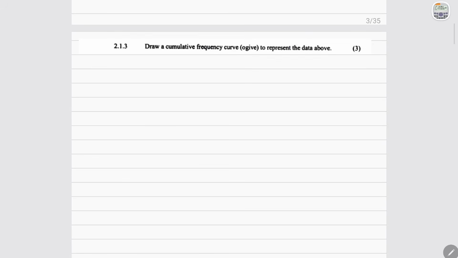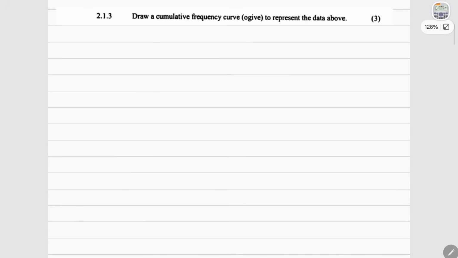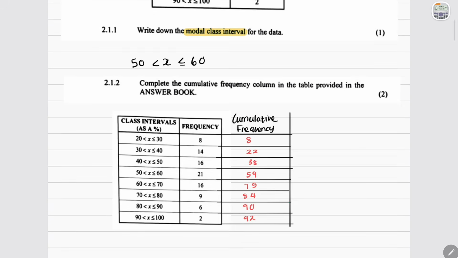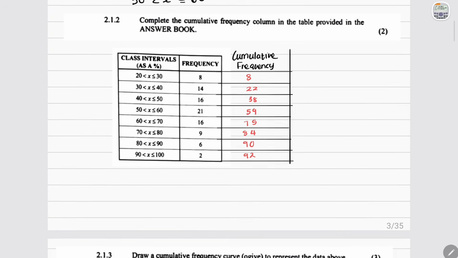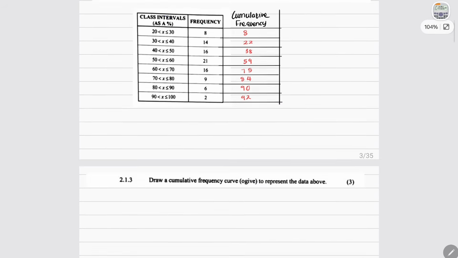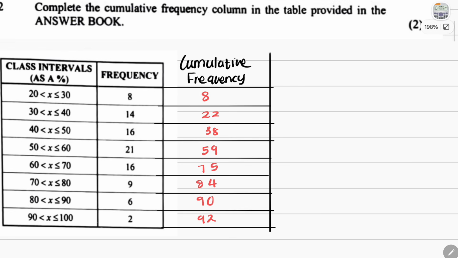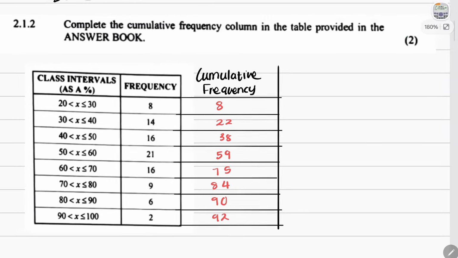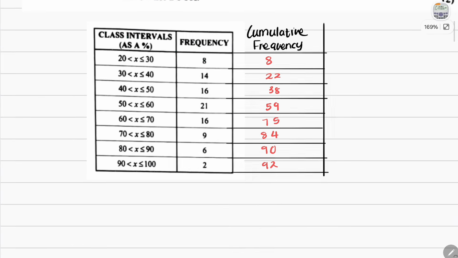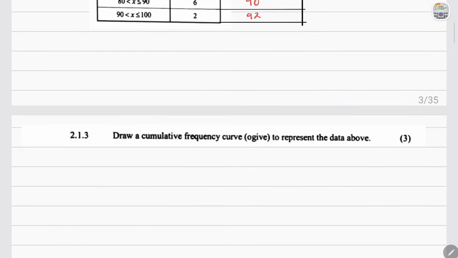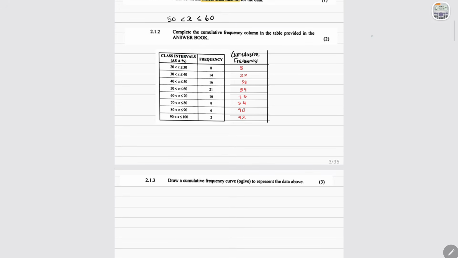Question 2.1.3 says, draw a cumulative frequency curve, also known as an ogive, to represent the data above. So we need to draw the curve. I don't have graph paper, so this is going to look interesting. Let me see the numbers that we have here. We have 8 to 92, so I'm going to go in intervals of 4. 4 is a little too small. It's going to make this really big, but let me see what I can use here.